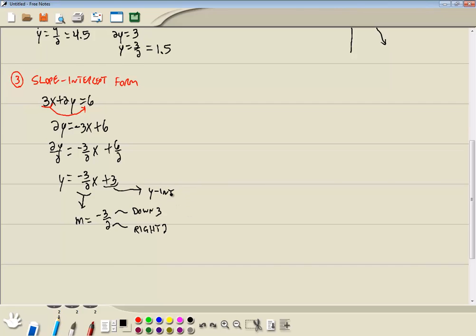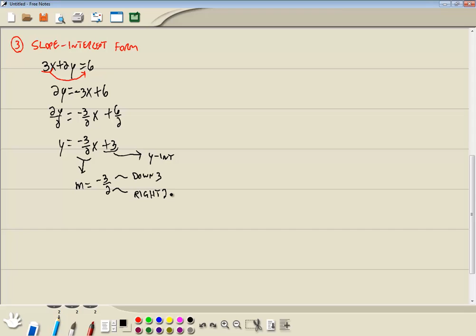So let's use that information to come up with a graph then. Okay, so our y-intercept is at 3, which is right here. Now from there, we're going to go down 3 and right 2 to get our next point. So down 3, 1, 2, 3, and right 2, and that's where we put our second point. And after you get those points and you draw a line through them, that'd be your graph.